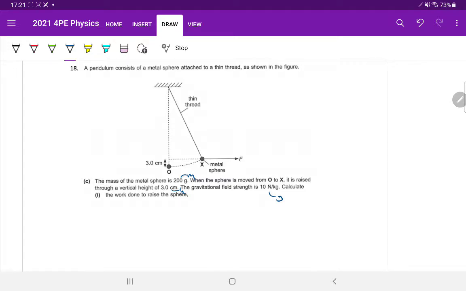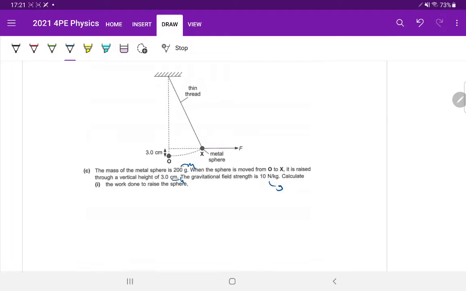Okay, so remember I said work done is a measure of the change in energy, right? So in order to raise the sphere, the work done is the change in energy as it went from here to here. Okay, what's the change in energy as it went from here to here? Assuming that here is at rest, here is also at rest. The main change in energy is the change in GPE. So the work done is the change in GPE. Okay, this is one way to think about it. So work done equals change in GPE.